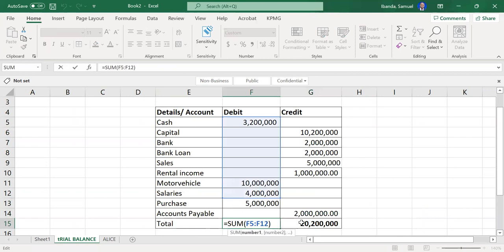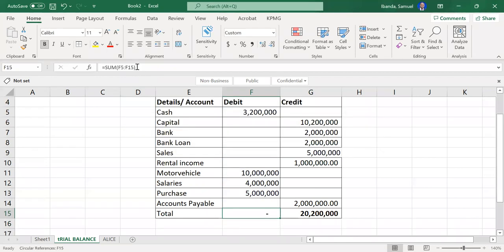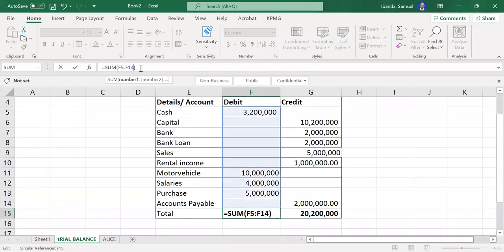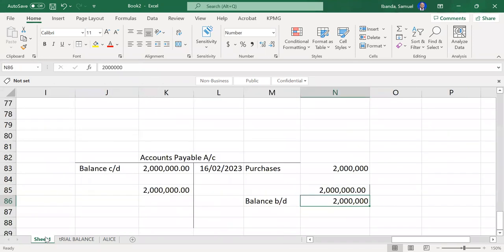You can just expand my formulas here. So you can see my trial balance is still balancing. So when you have a transaction that has two debit and credit of that value, then you can have.